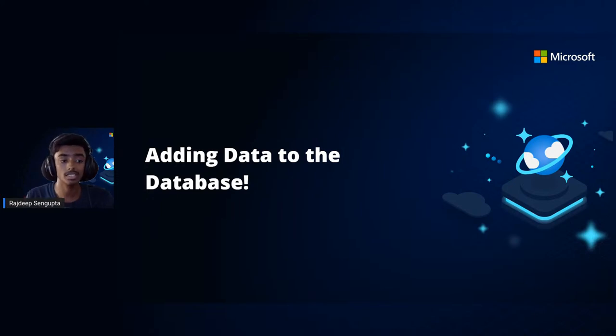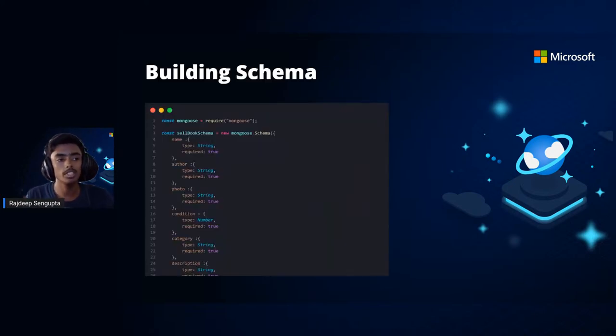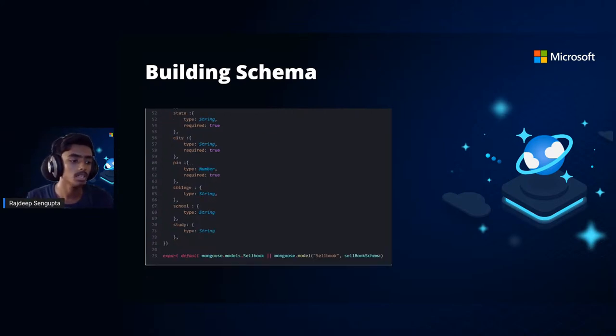Now let's see how we can add some data in the database. First of all, we need to build a schema. Again, I'm importing Mongoose in the first line. Then we build a schema named sellBookSchema. This is the exact schema we used in our project named Bookly. Here we're using new mongoose.Schema and specifying all the things we want. You can see the name, author, photo, condition, category, and all other fields. I'm marking whether each piece of data is required or not. Then I'm exporting it as a model.